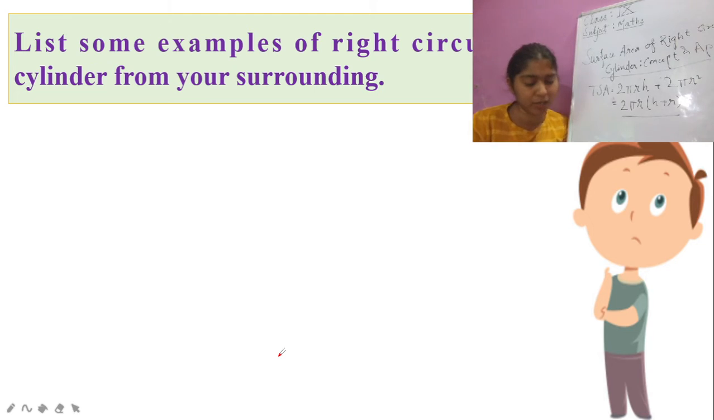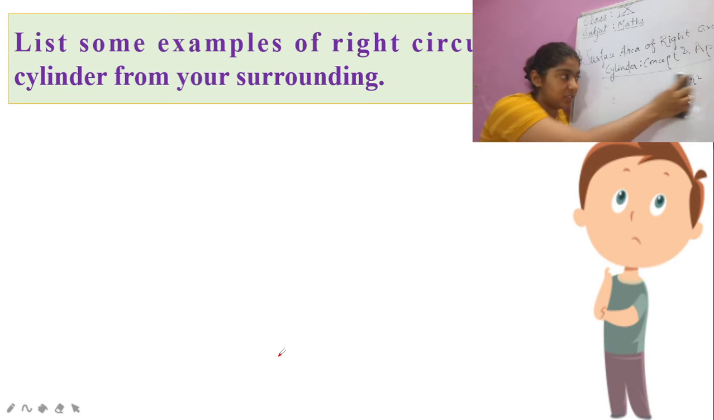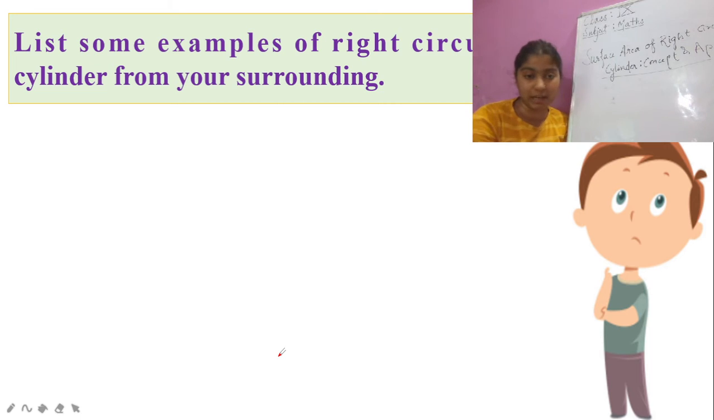Now students, you have to list some examples of a right circular cylinder from your surroundings. Where do you observe these types of right circular cylinders? Please stop this video and think about its application. Where do you see it? Write down your answer in the comment box. I will check it from there.